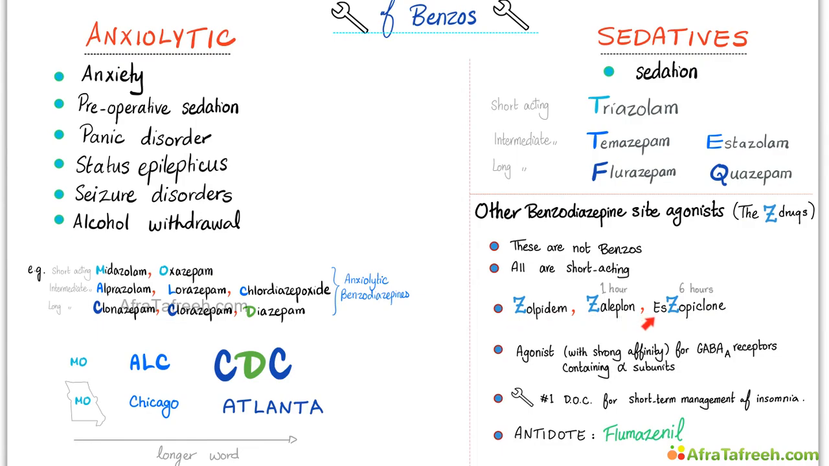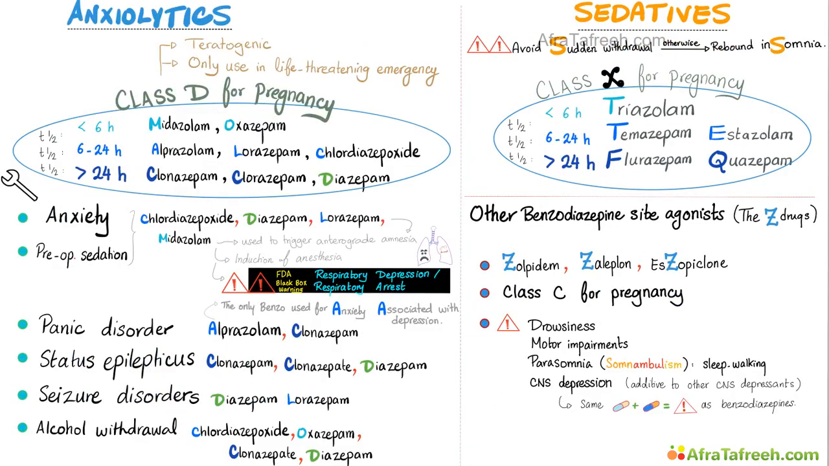Zolpidem, zaleplon, zopiclone. Mechanism of action, agonist on the GABA A receptor, and therefore they do what? They make you calm down. They are the number one, the drug of choice for short-term management of insomnia. What's the antidote to too much zolpidem, zaleplon, or zopiclone? Give flumazenil. Anxiolytics. Let's dig deeper.